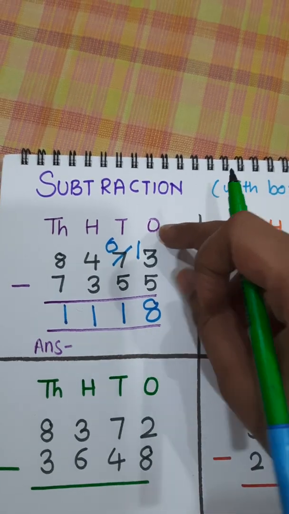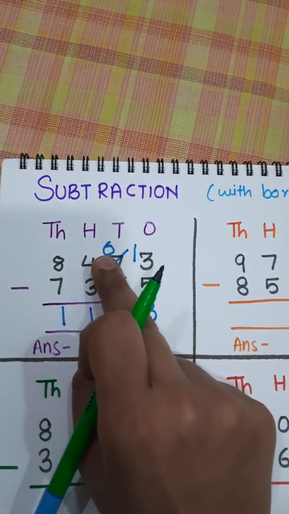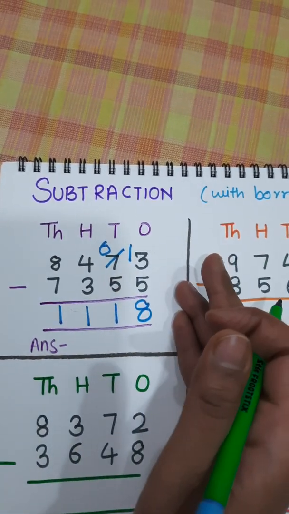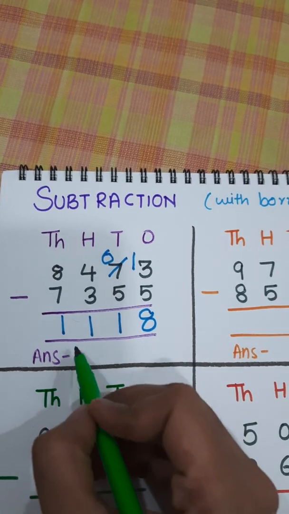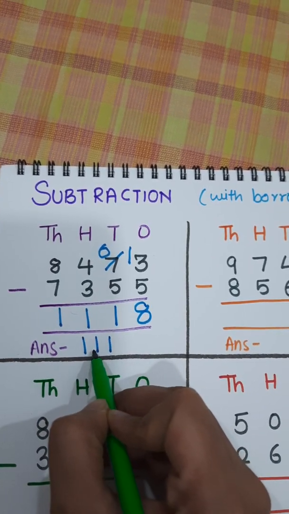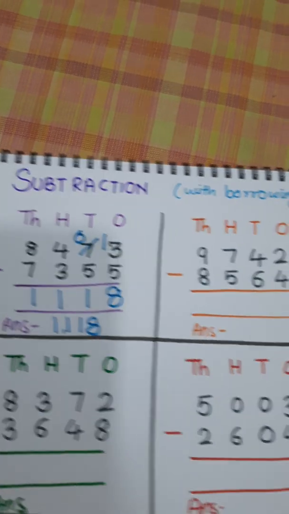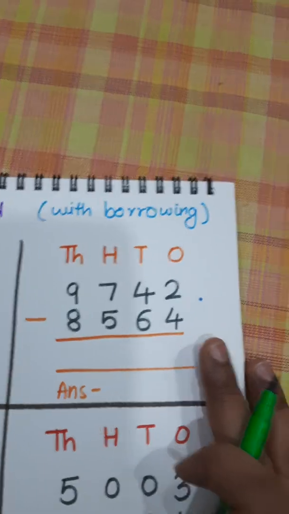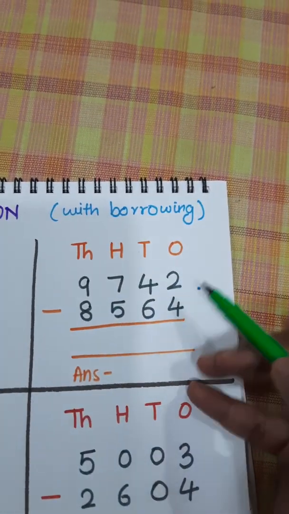But here I have taken only one place where you need to borrow. So to start with subtraction with borrowing, it is easy for you to understand, right? So my answer is, never forget to write the final answer, it is 1118. Understood?